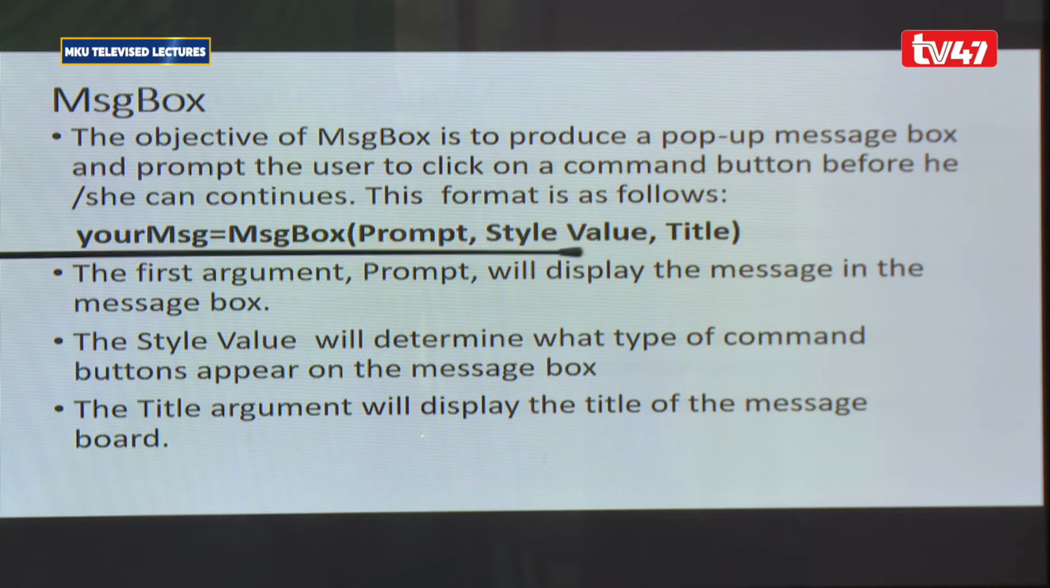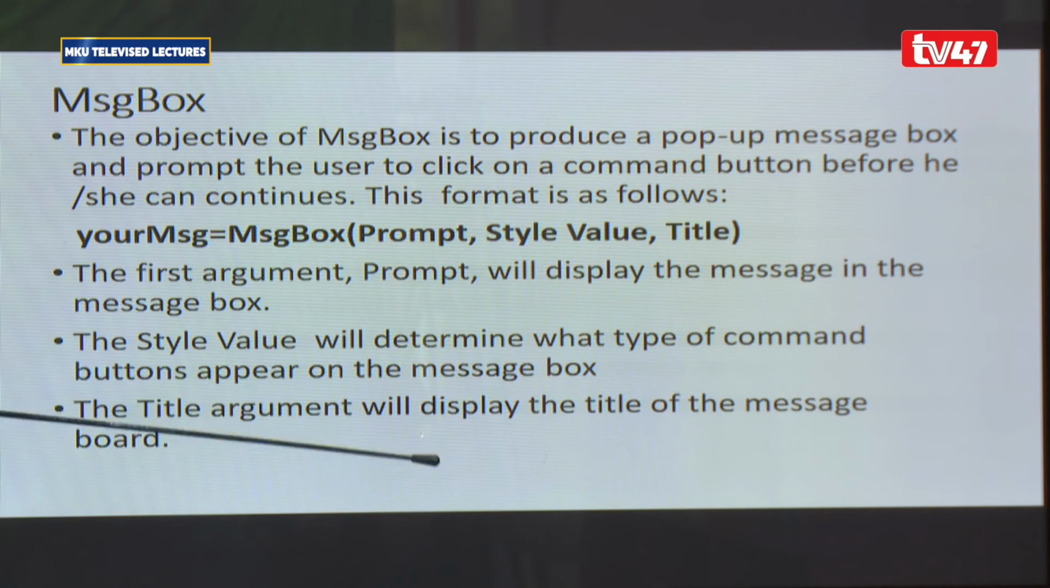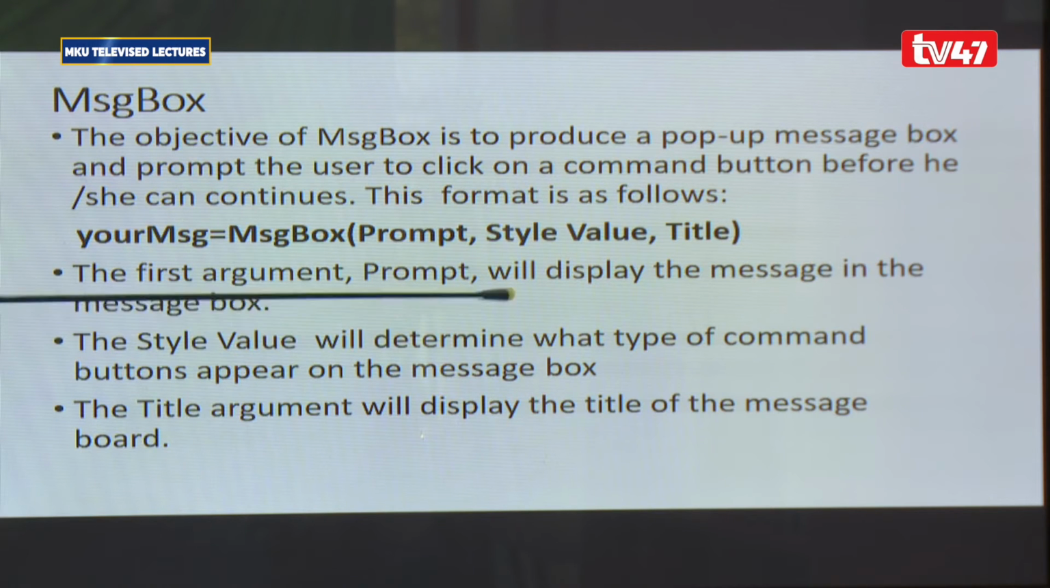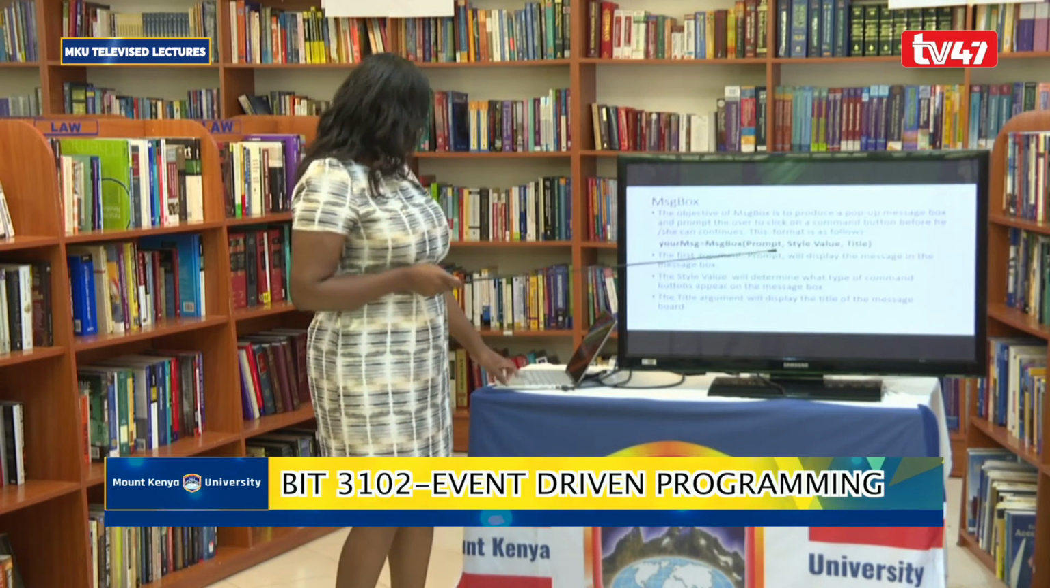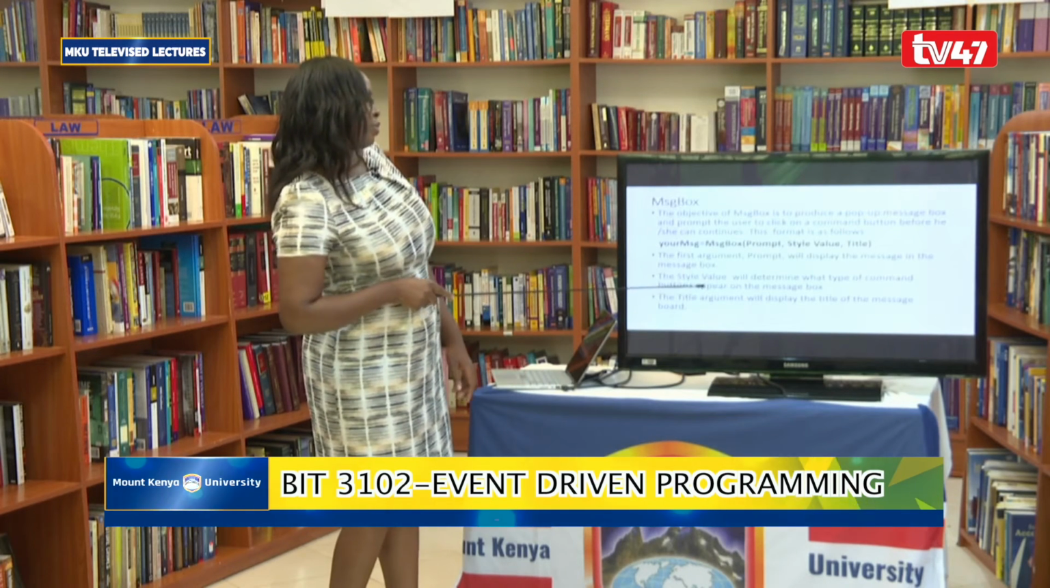The second part, which is the style value, will determine what type of command buttons will appear on the message box. I'm going to give you the various command buttons that we use. And then the last part, the title argument, will display the title of the message box, because a message box has a title or label. The style value will determine which command buttons we are going to put.